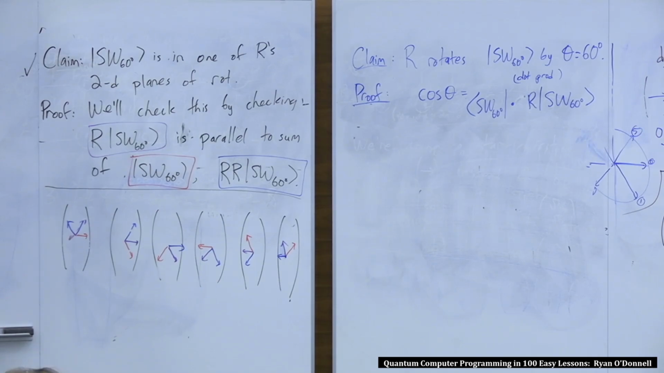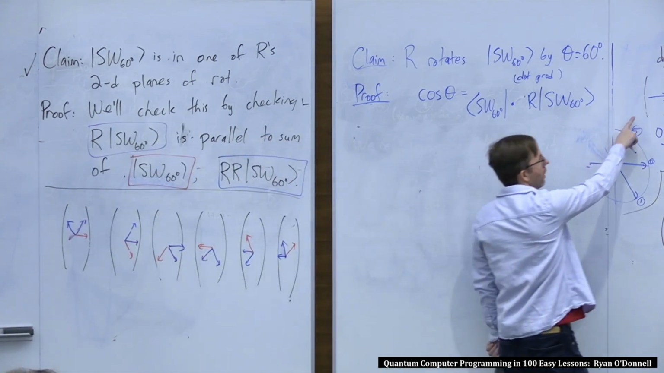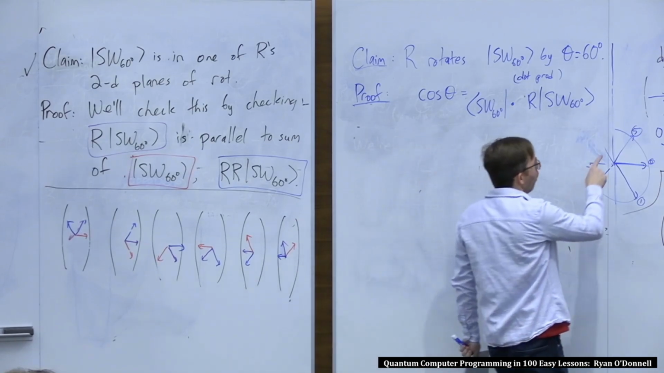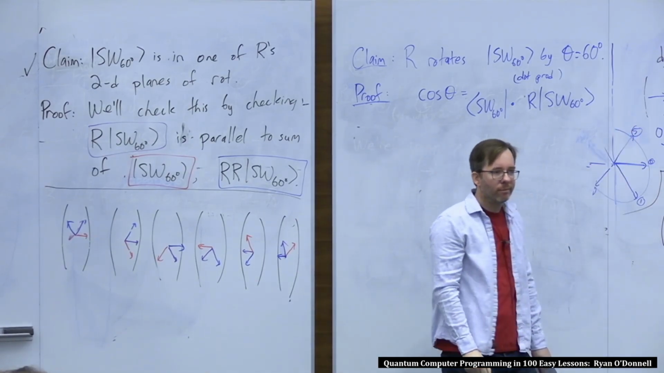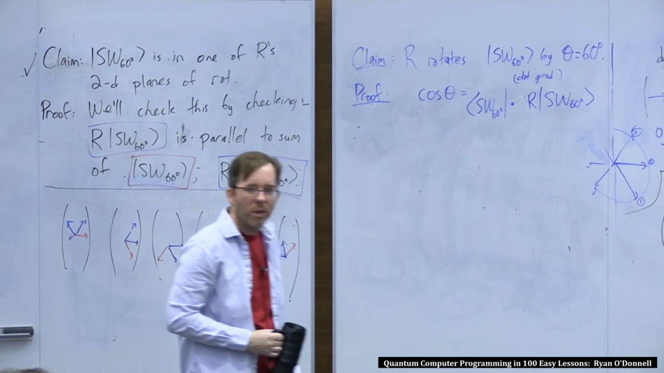Actually, this is not quite right, because I didn't mention it before, but I'll mention it now. The steering wheel state is not normalized. It's not a length 1 vector. Actually, let me ask you, what is the squared length of this vector? Imagine it's really this 12-dimensional vector. What is its squared length?